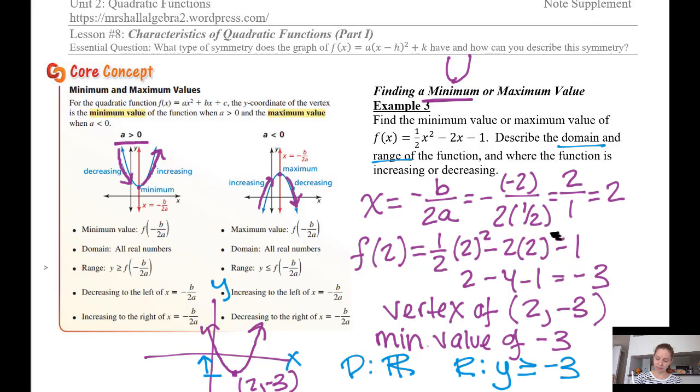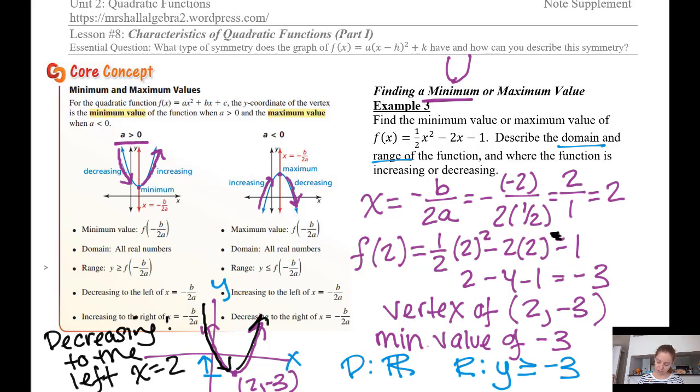Now the new piece, increasing and decreasing. Because the vertex is a minimum, we say that it is decreasing, so let me write decreasing, to the left of the vertex, or to the left of x equals 2, and it is increasing to the right of x equals 2.